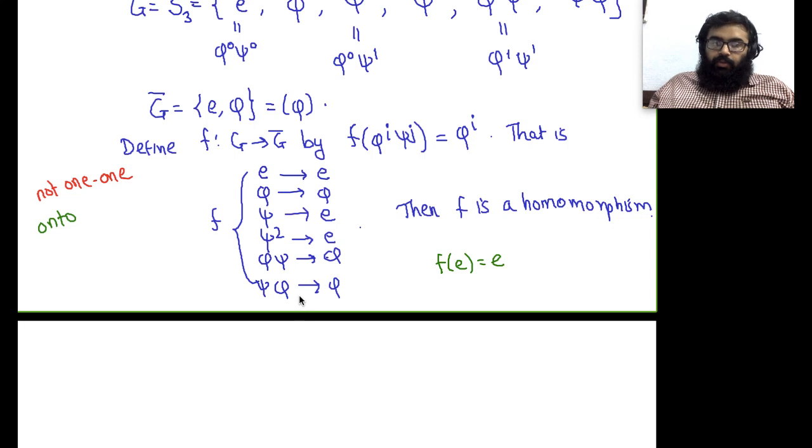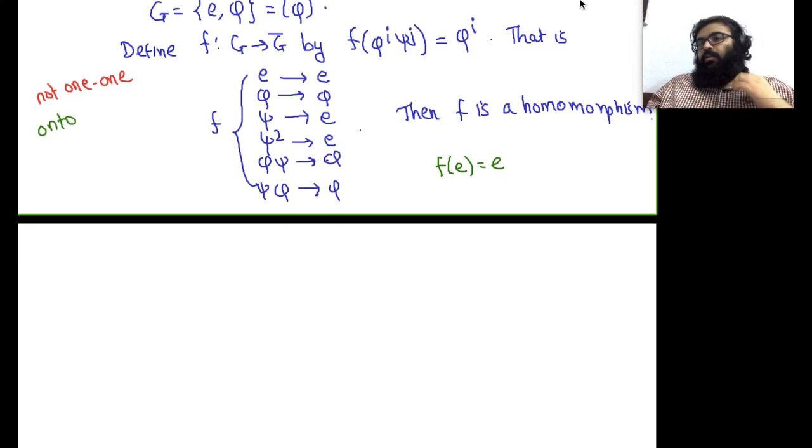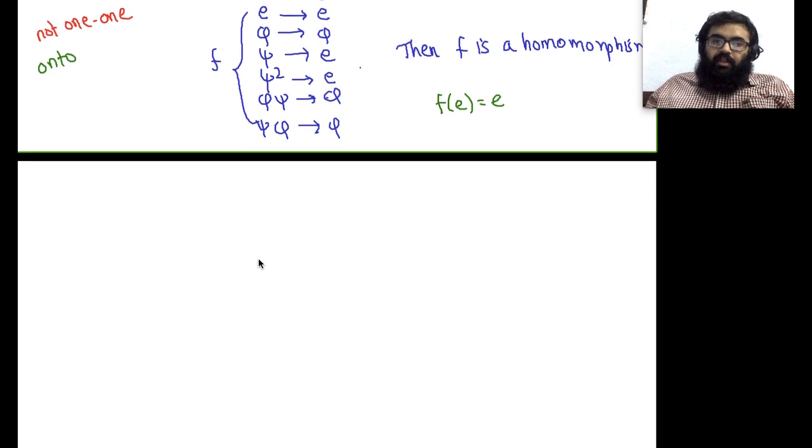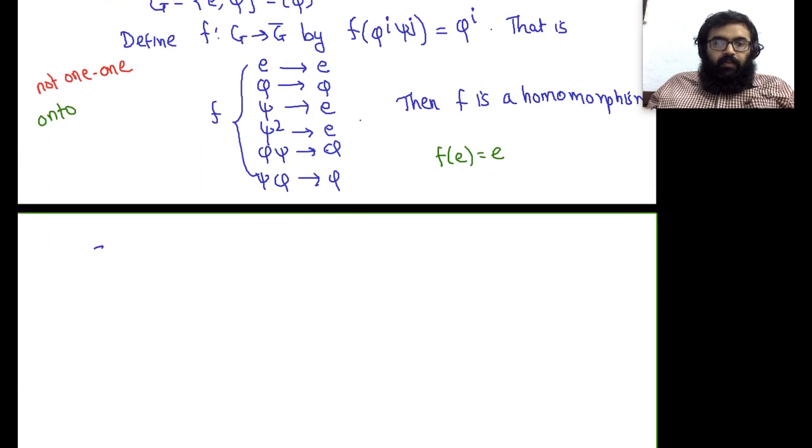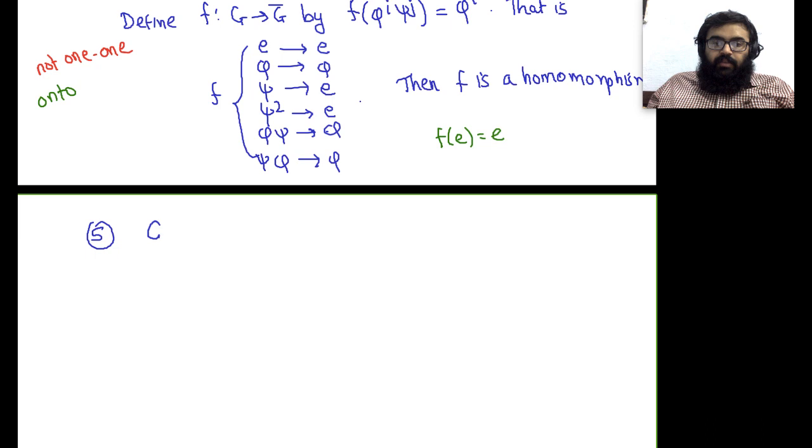You can check about the inverse also for each element. Here it is difficult to write in general. So this was the example of S3 we had seen, S3 to S3, same group. Now let us consider an example. So this was example number 4, so now we have 5. We consider an example of an infinite group, and the range is a finite group.